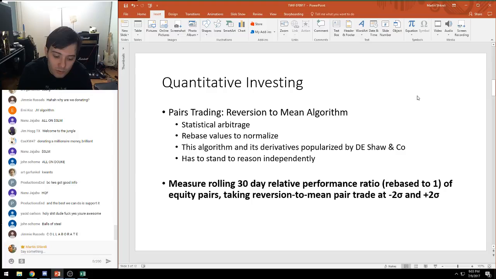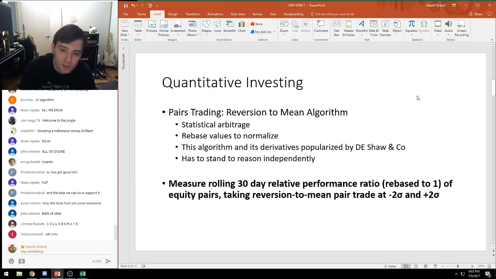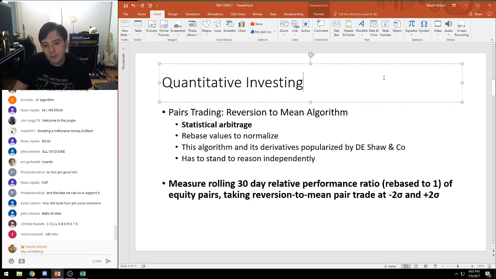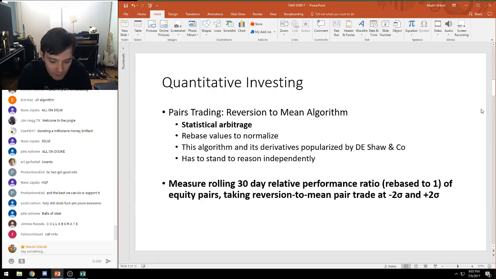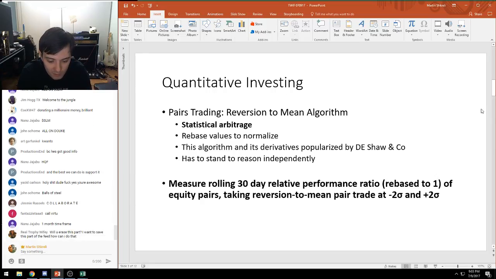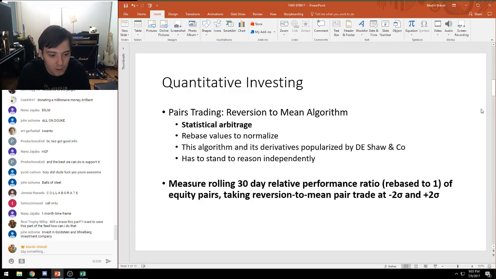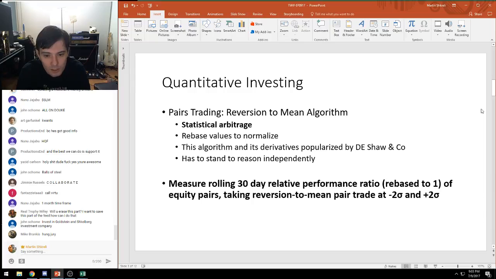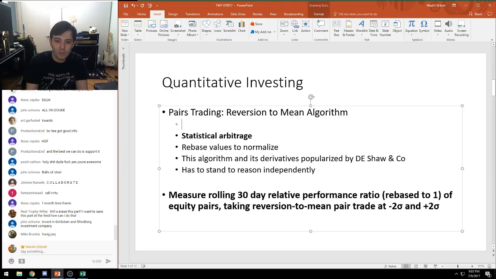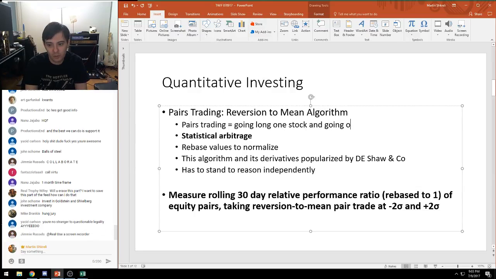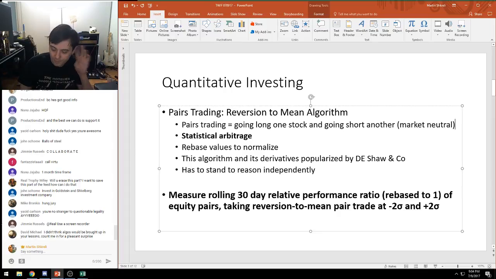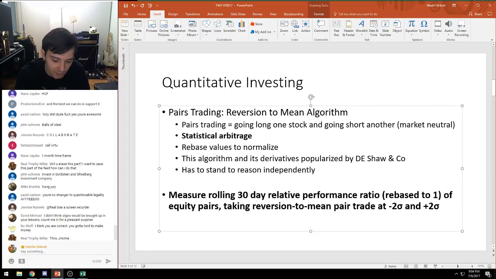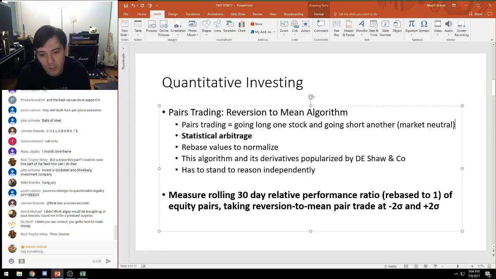And I think that's where the future of so-called quantitative investing, or statistical arbitrage as another word for it, is. There's a pairs trading methodology taught to me by one of the founders of D.E. Shaw, and I'll share a little bit of it with you now. In essence, pairs trading is going long one stock and going short another, so that you're market neutral. A good example would be going long a pharmaceutical stock and going short a different pharmaceutical stock in the same amount.